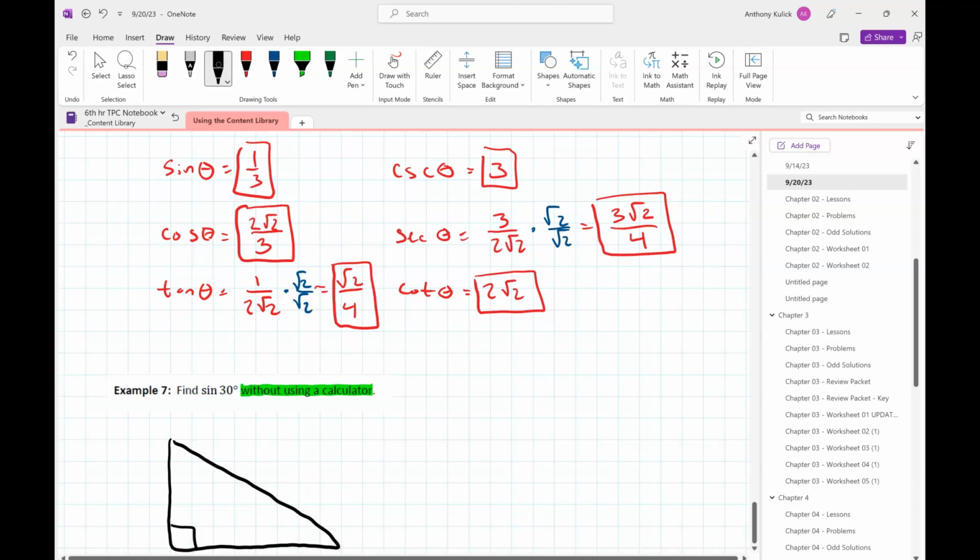Let's start by drawing our picture. So I have the triangle. I'm going to label this as 30 degrees. What's the other angle have to be?